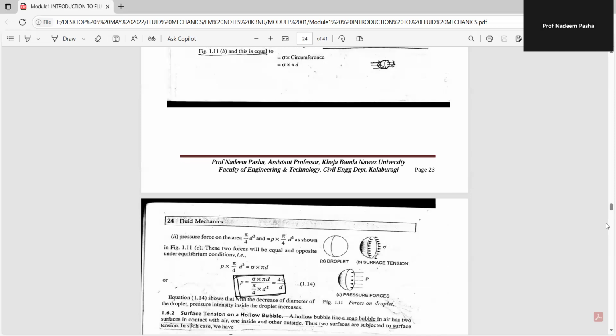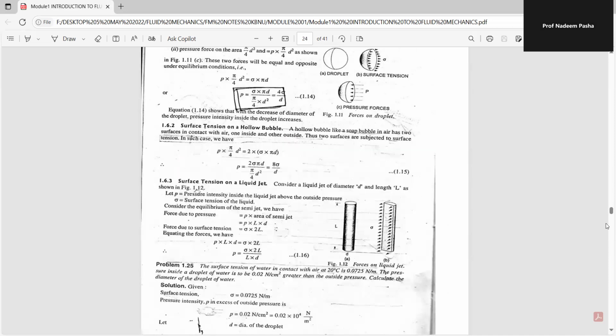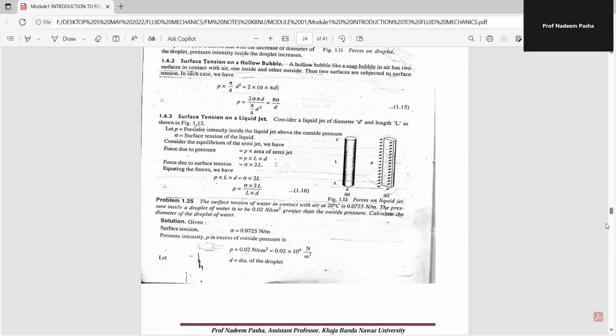After that, we calculated surface tension of a liquid droplet, assuming the forces to be in equilibrium. So it comes out to be sigma equal to PD by 4. Similarly, we calculated surface tension of a hollow bubble, as both the surfaces are in contact with air. It comes out to be P equal to 8 sigma by D, or sigma equal to PD by 8. Finally, we calculated surface tension of a liquid jet. It comes out to be sigma equal to PD by 2. So PD by 4, PD by 8, and PD by 2 is the surface tension for the different cases: liquid droplet, hollow bubble, and liquid jet.